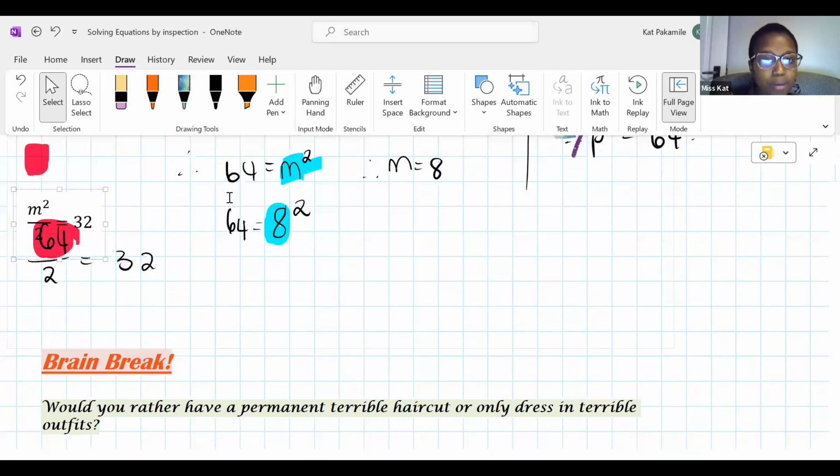Would you rather have a permanent terrible haircut or only dress in terrible outfits? Ma'am, I'd have a terrible haircut. You'd rather have a terrible haircut? Oh my goodness, guys. Someone said lately, terrible outfits are fashions. I think I'm gonna go with that. Lately, terrible outfits, they call them trendy and all of that. So I'm just gonna go with terrible outfits, guys, and say that nobody understands me, blah, blah, blah.